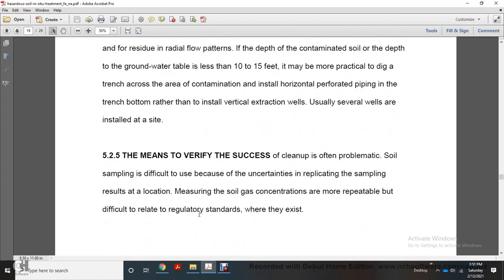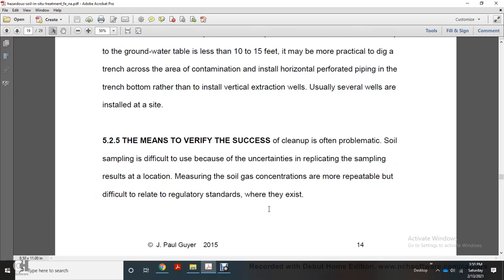Alright, the means to verify the success of the cleanup is often problematic. Soil sampling is difficult because of the uncertainties of the sampling, and measuring soil gas concentration is more repeatable but difficult to relate to the regular standards where they exist.